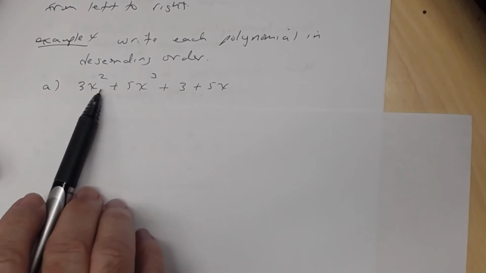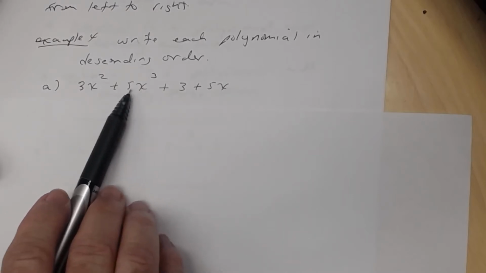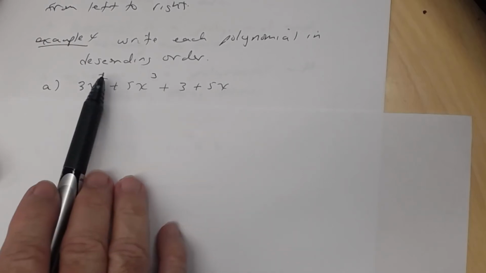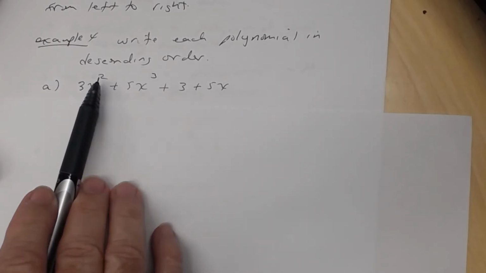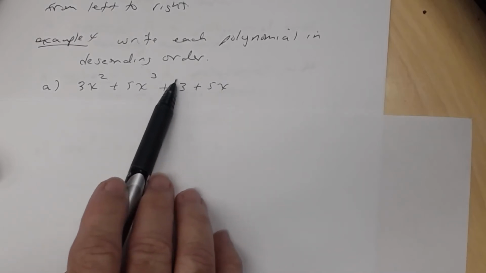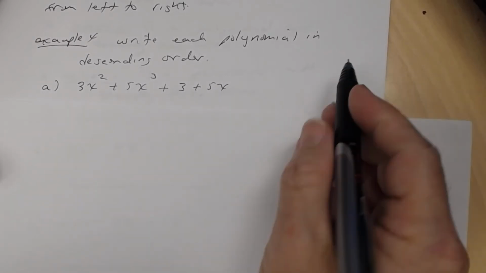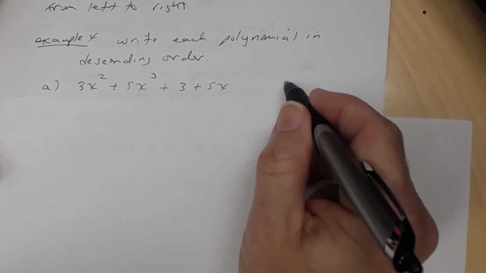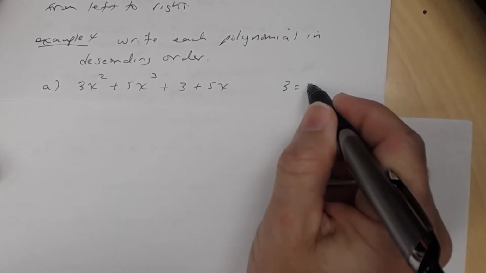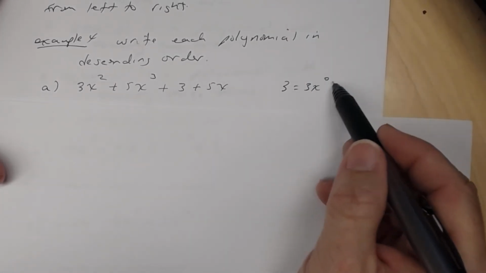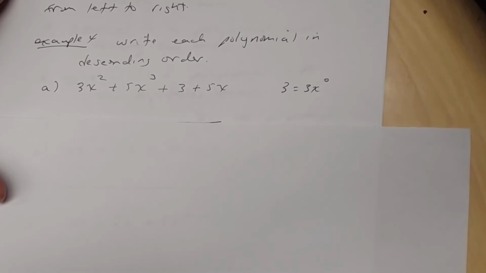Okay, the first one. You have this polynomial: 3x squared plus 5x cubed plus 3 plus 5x. Remember, this is a polynomial because if you look at the exponents, they're all whole numbers: 2, 3, this is a 1, and the constant has an exponent 0 for the variable x. Remember, 3 is equal to 3x to the 0 power. So that's a whole number.